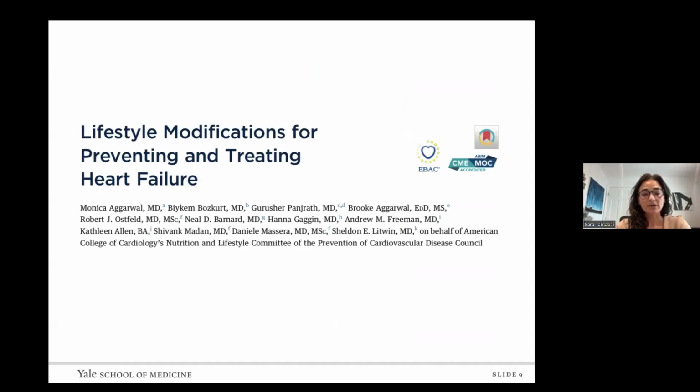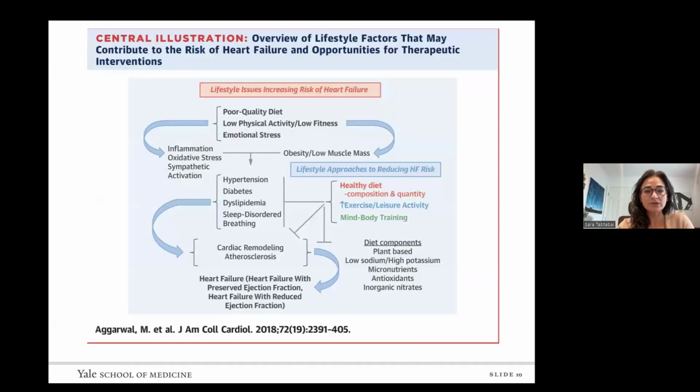This document is also a very nice one. It's from Dr. Agarwal, looking at lifestyle modifications for preventing and treating heart failure. It's a very nice summary of what evidence and what degree of evidence is out there. So here's a summary pictorial looking at the lifestyle issues that are associated with increased risk of heart failure.